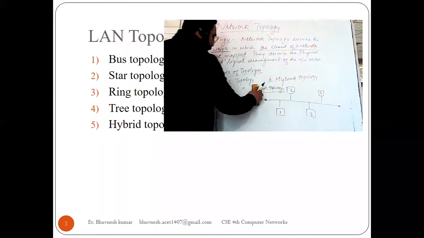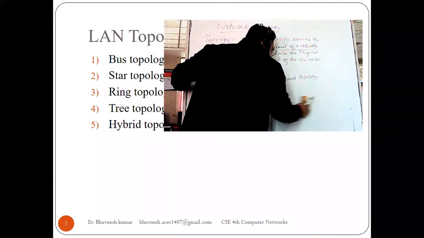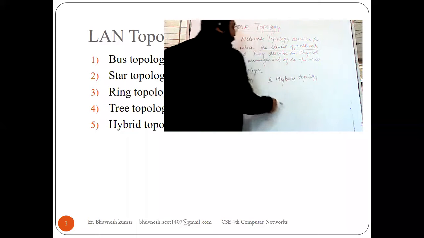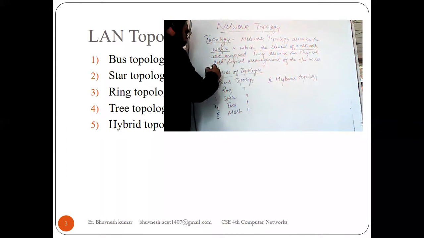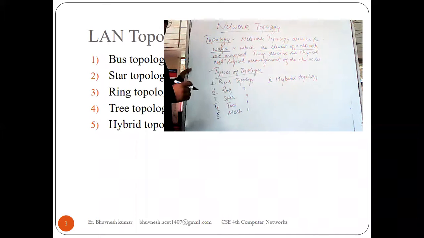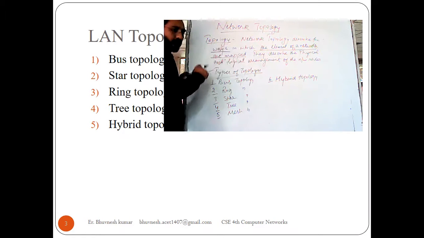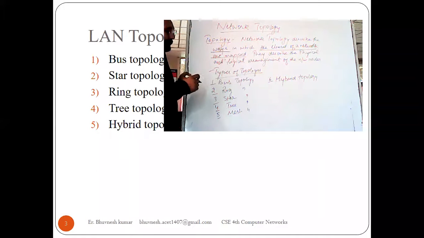Further in detail we will study the advantages and disadvantages of these topologies. And next is the types of topology. There will be a question: what do you mean by network topology? We have to write this definition, then further the types of topology.